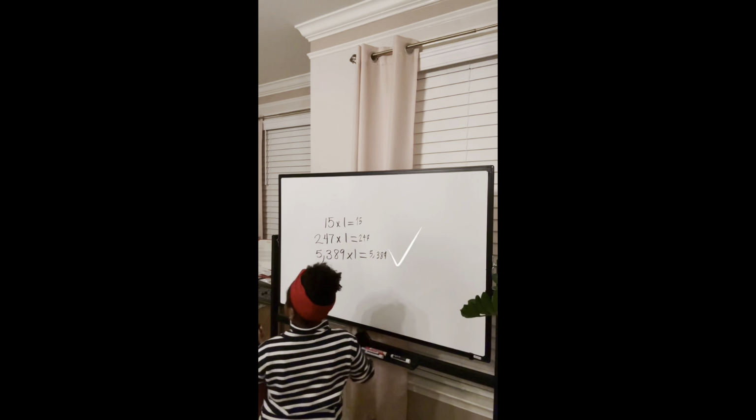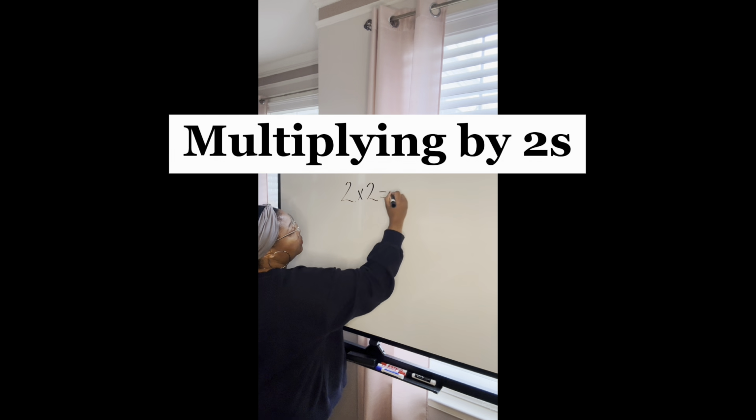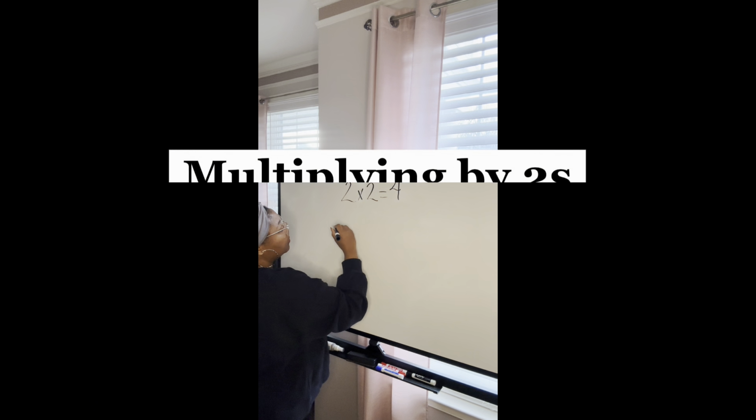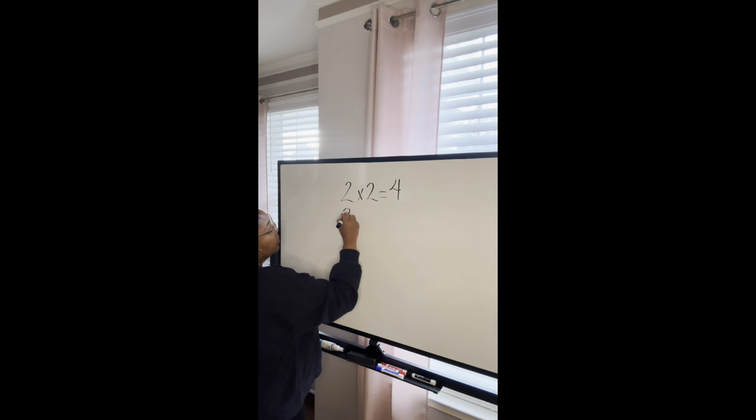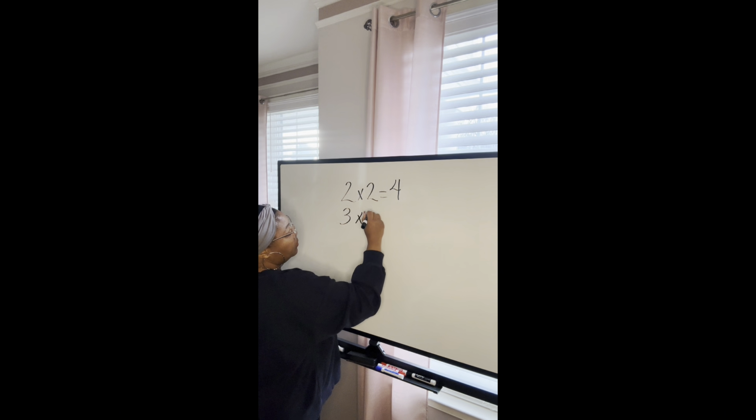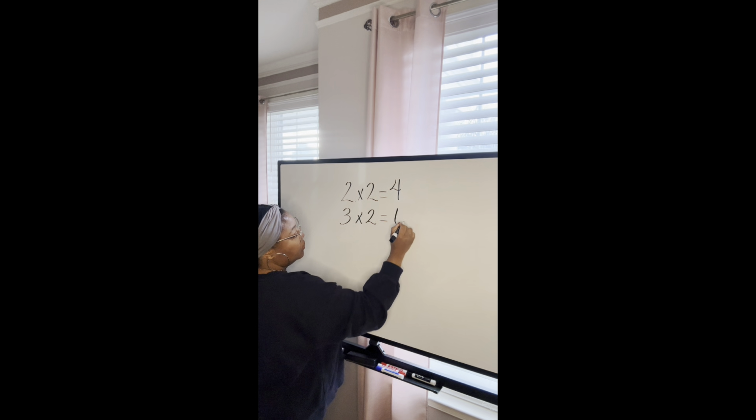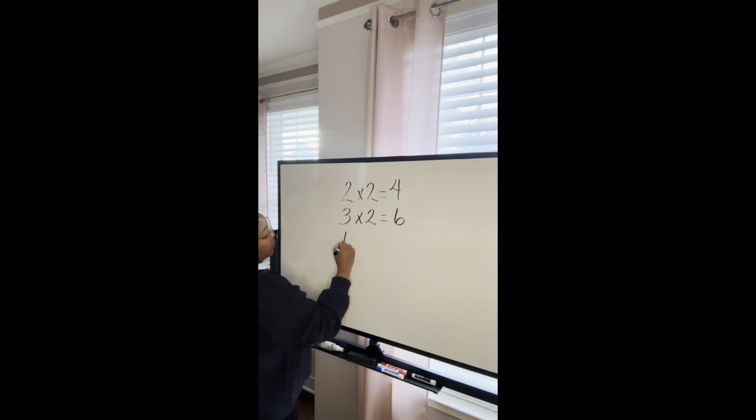Well, that's it, guys. So we're going to be talking about multiplying by 2. So go ahead and grab those notebooks and let's get into it. So whenever we multiply by 2, all we're simply doing is just doubling that number. So look at the examples that I'm writing on the board.